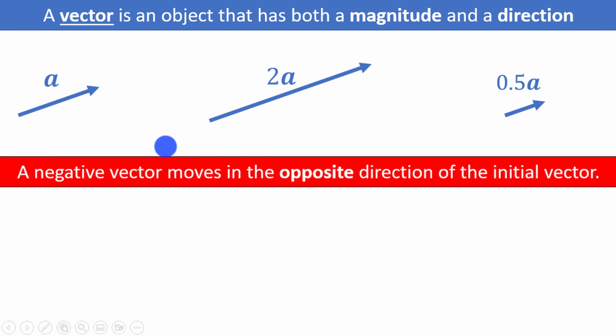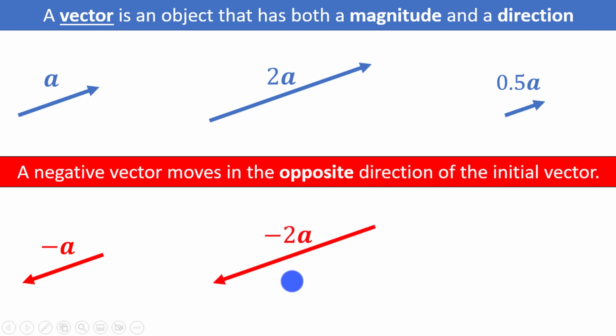A negative vector moves in the opposite direction of the initial vector. For example, here is negative A. Negative A has the exact same magnitude or length as A, except we go in the opposite direction. So we start where A ends and end where A started.